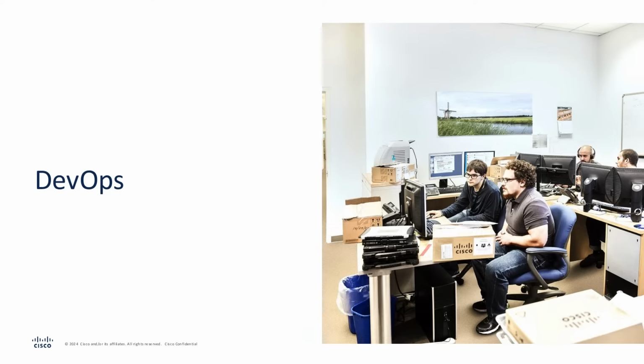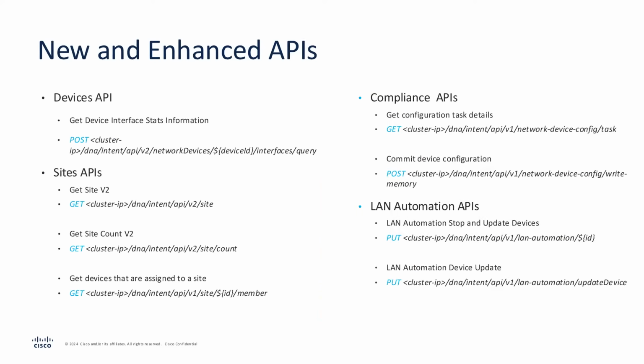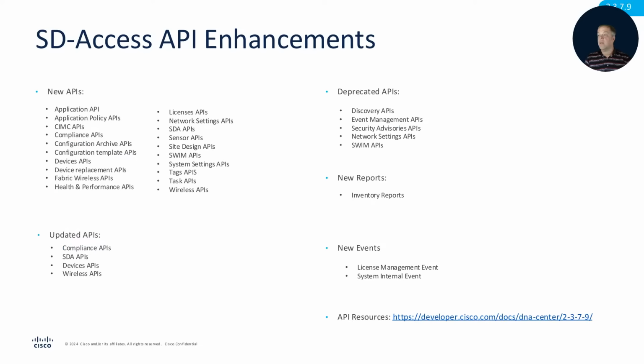So last but not least, we'll move into DevOps. We've discussed this before, but this is just a short list of some of the new and enhanced APIs that were part of the 237.x release. So you can see you have new ones for Devices API, Sites API, Compliance, and LAN automation. But we've made some enhancements to some of the SDA Access API, as you see in this list here.